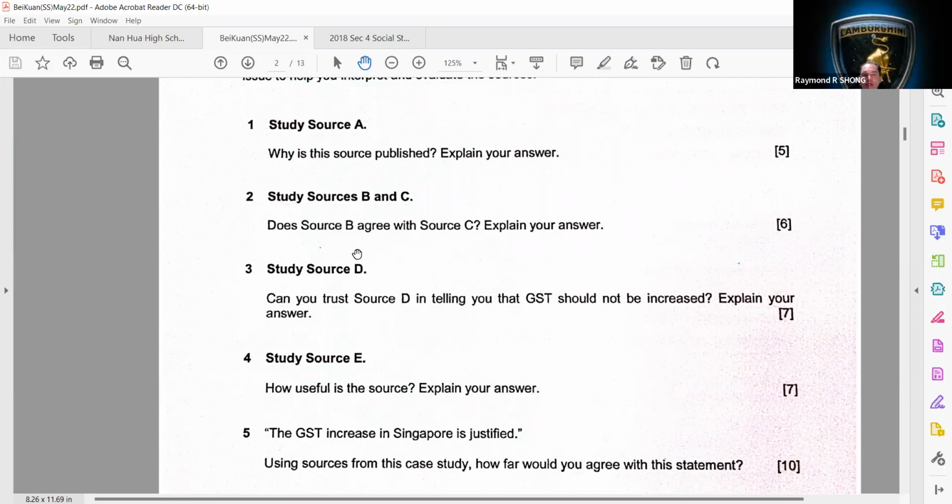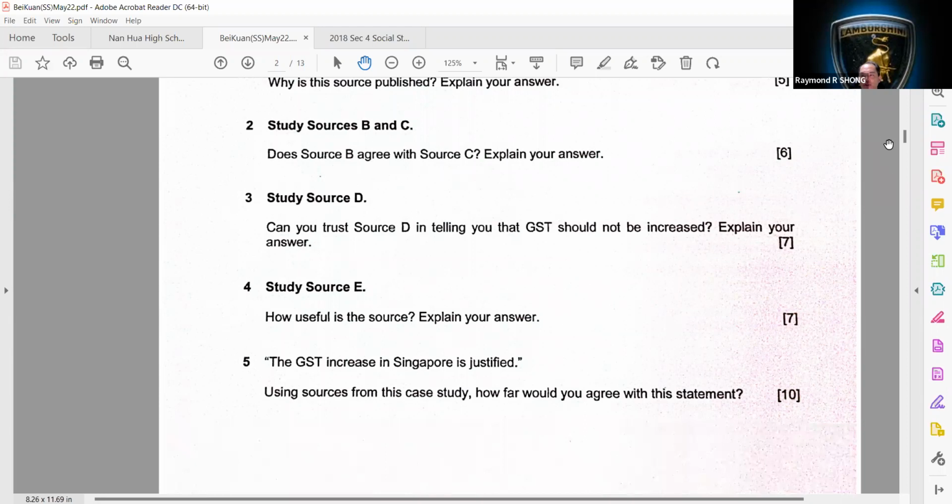Thanks, Zhao Xuan. So that means when the teachers or examiners emphasize 7 marks, you have to take note of questions 3 and 4 already. Okay, you have to bring in your PT, purpose and tone really. Okay? They know that. So let's go to it.